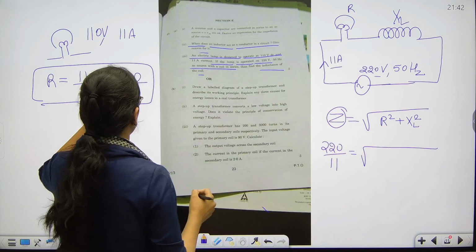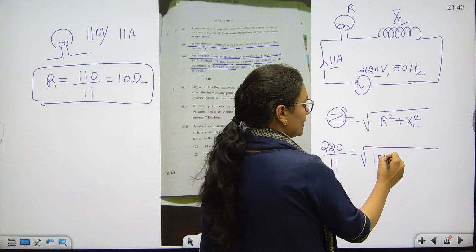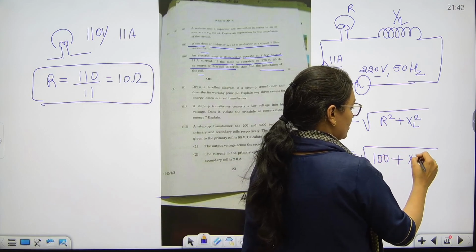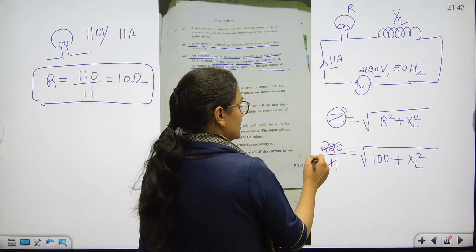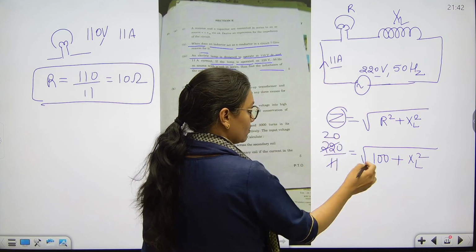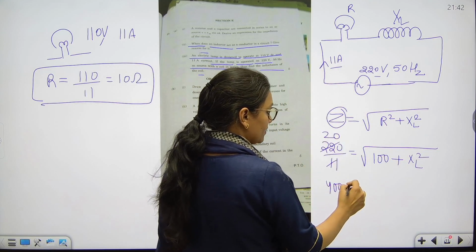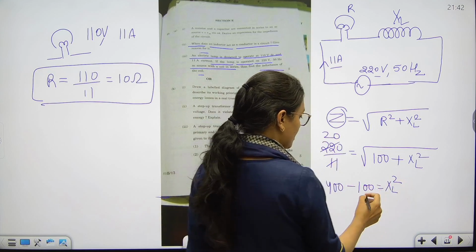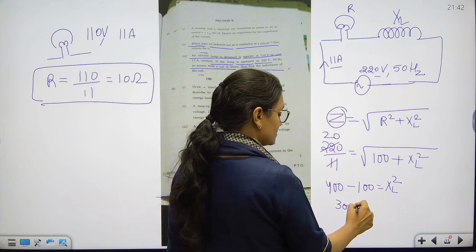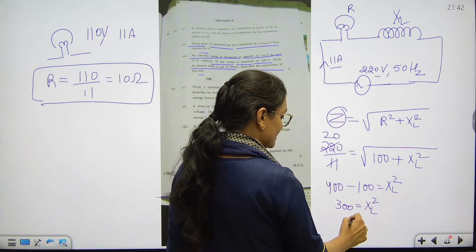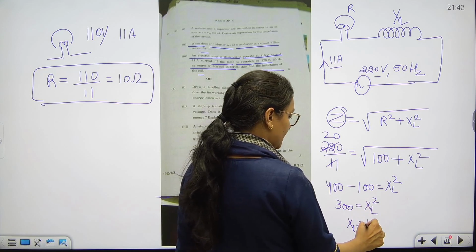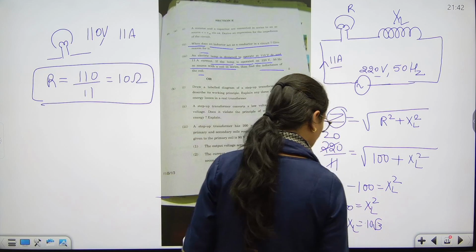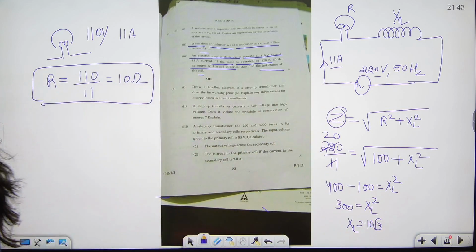So the impedance can be written as 220 volt divided by 11 is equal to under root of R value we have calculated, 10 square, that is 100, plus XL square. This one will give us 20. Okay, square it, 400 minus 100 is equal to XL whole square. So we have 300 is equal to XL whole square. So XL will be 10 root 3.